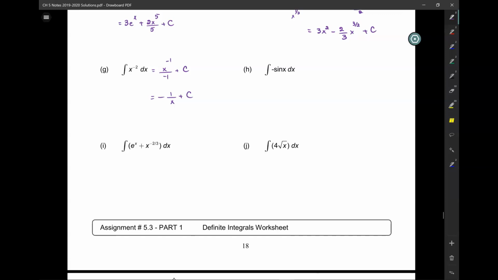I thought from ln. Nope. The integral of 1 over x is ln. This is the integral of x to the negative 2. The integral of x to the negative 1 was ln. Why is it only x to the negative 1?